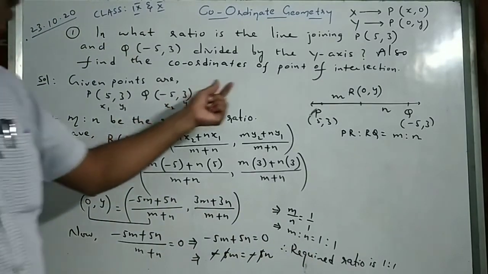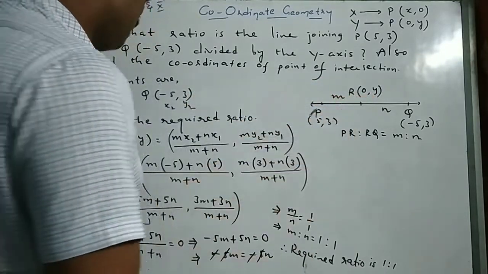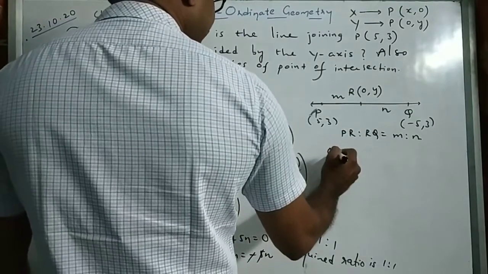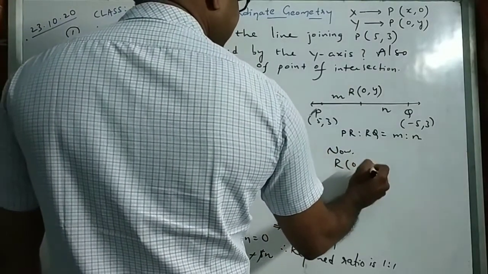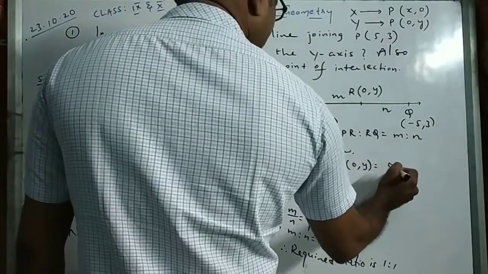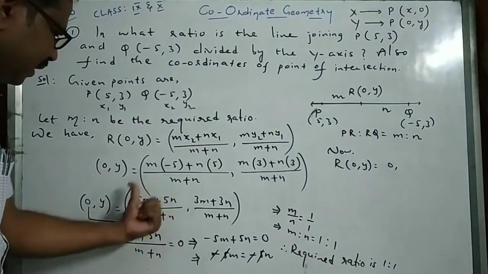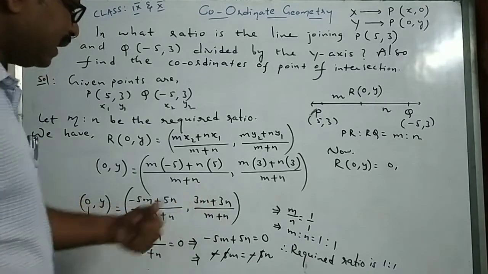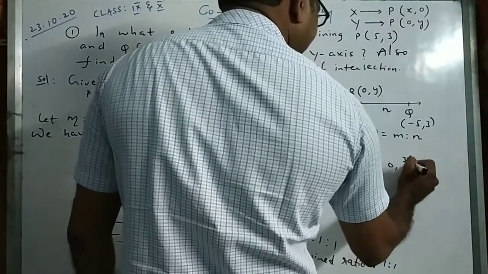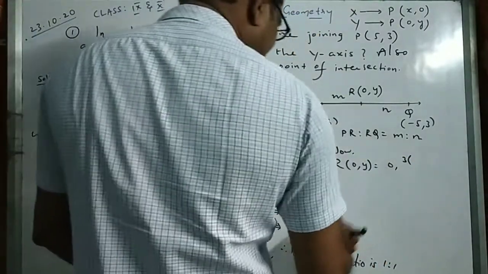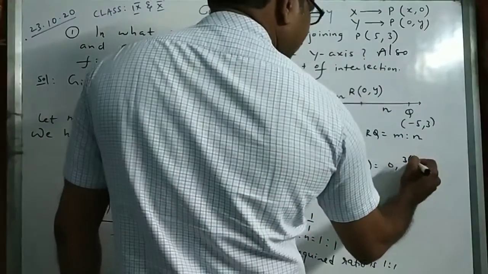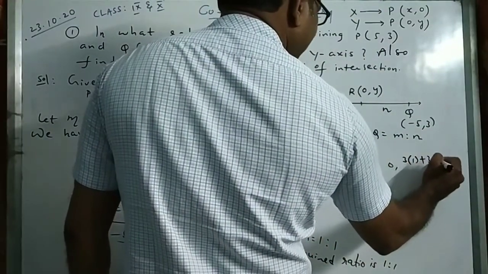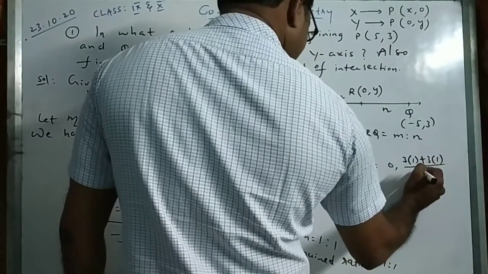Also find the point of intersection, means R coordinates we should find now. Now R of 0 comma y is equal to 0 comma, it is already 0, right? Y means this coordinate. So 3 into, in the place of m you put 1, in the place of n also put 1. So 3 into 1 plus 3 into 1 upon 1 plus 1.